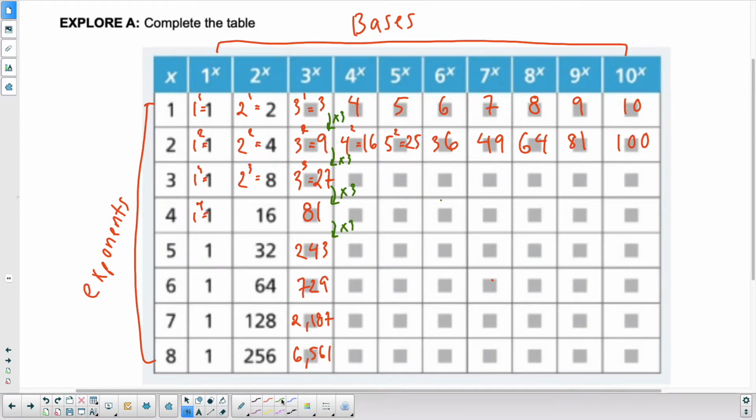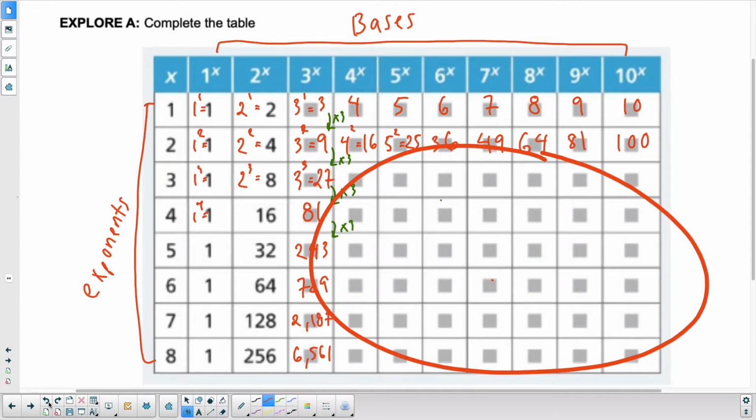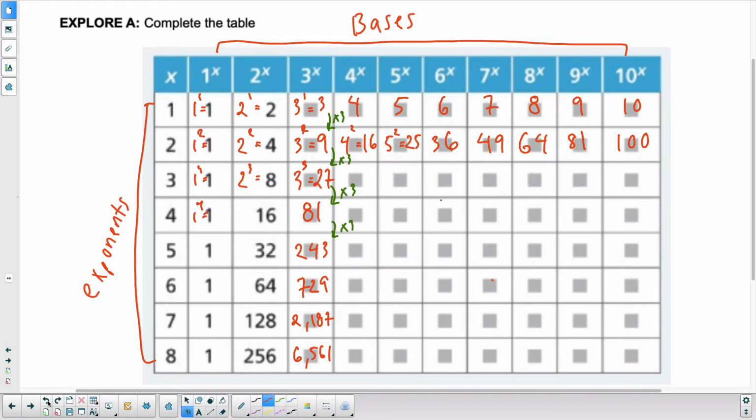So I want you guys to explore the rest of your table on your own. So use the patterns to fill in the rest of the table over here. Okay. This is an exploration lesson. This is for you to explore more about the bases and the exponents and how they affect the final answer.